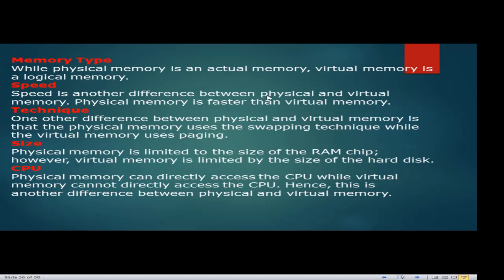Speed is another difference between physical and virtual memory. Physical memory is faster than virtual memory, of course. Then technique, then the size, the CPU. So these are the illustrations differentiating the actual and the virtual memory.